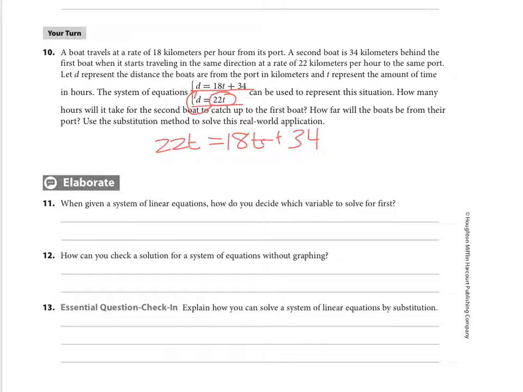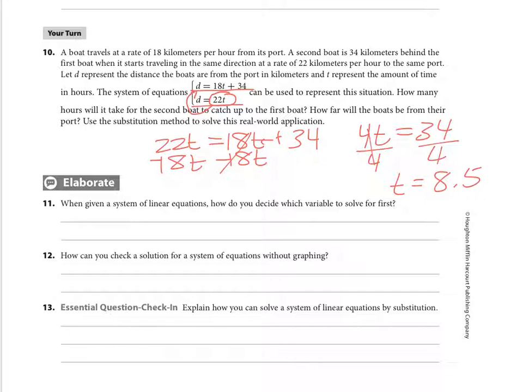So now I just get T's by themselves. So I subtract 18T. So that gives me 4T equals 34. I divide by 4. And then if I do that, that's going to give me 8.5. Now, what does 8.5 represent? That is my T or my time, 8.5 hours. Okay, so it says, how many hours will it take for the second boat to catch up to the first one? And there we go, 8.5 hours.